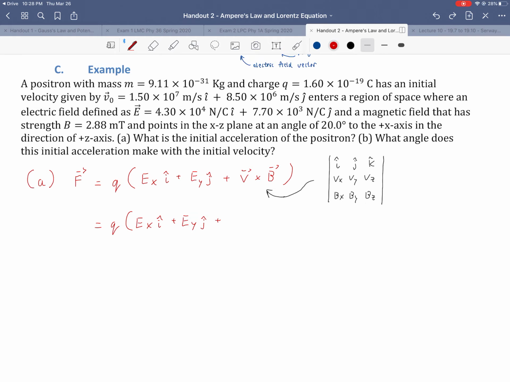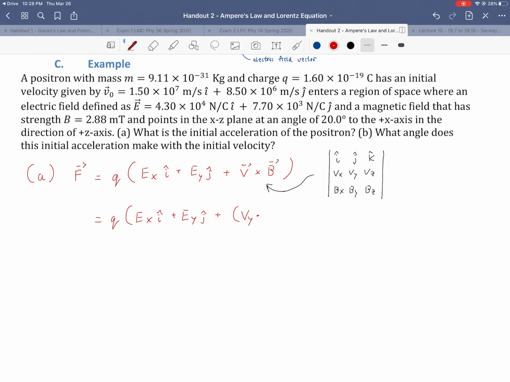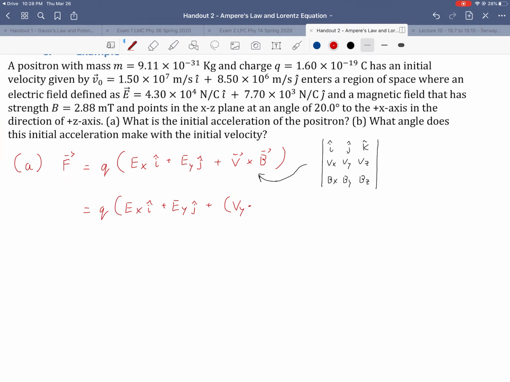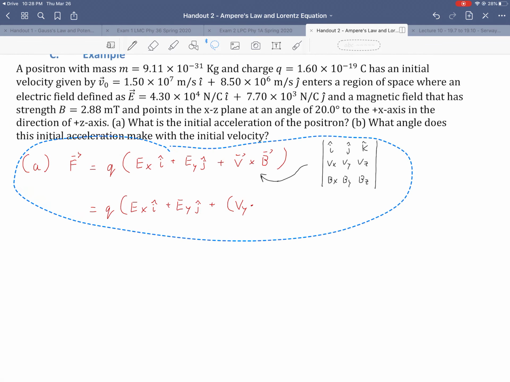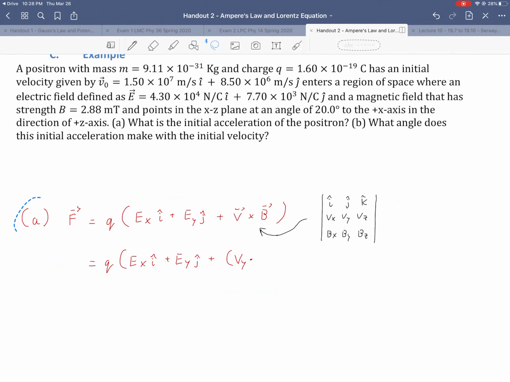Okay, so we look at that and we see that the velocity does have a y component. So we'd have Vy, and then we multiply that by Bz. Well, does our magnetic field vector have a z component? Well, we should actually take a step and find the magnetic field. So let's go ahead and do that. Pull us down just a step.